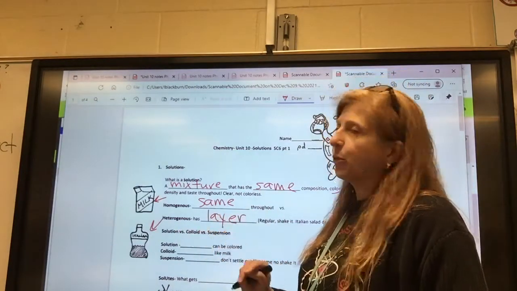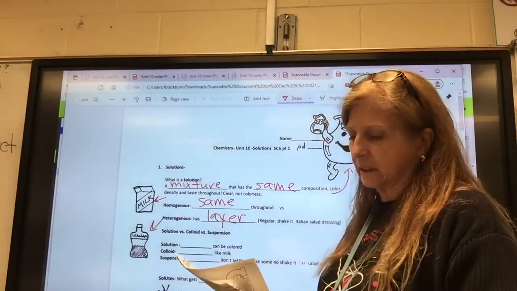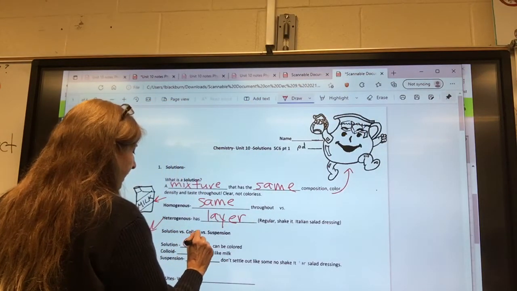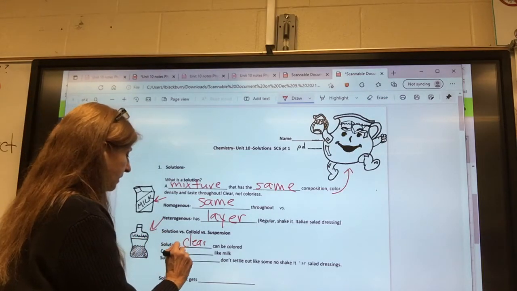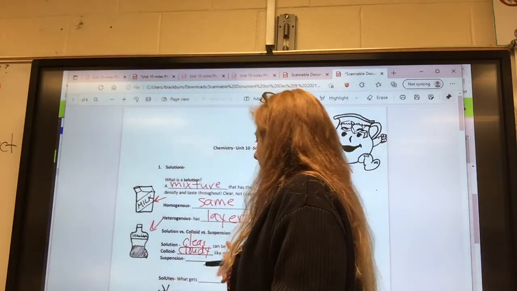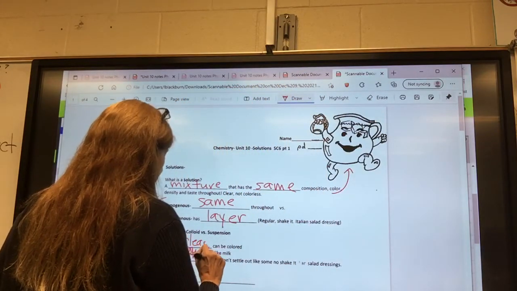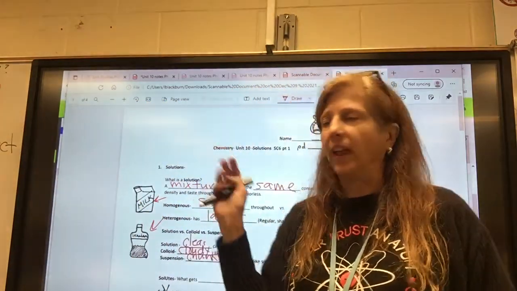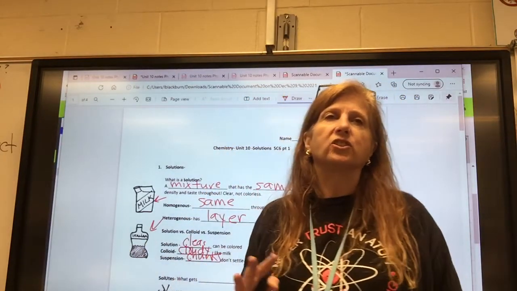Here are three words that mean slightly different things in chemistry: solution, colloid, and suspension. A solution is clear, but not necessarily colorless, so Kool-Aid. A colloid is cloudy, and if we have time on Monday, we'll do a lab with that. And a suspension has chunks in it. That's your Italian salad dressing that you don't have to shake, but it's got little pepper flakes in it. It's chunky.